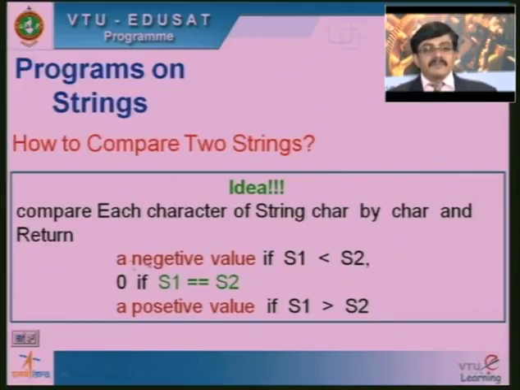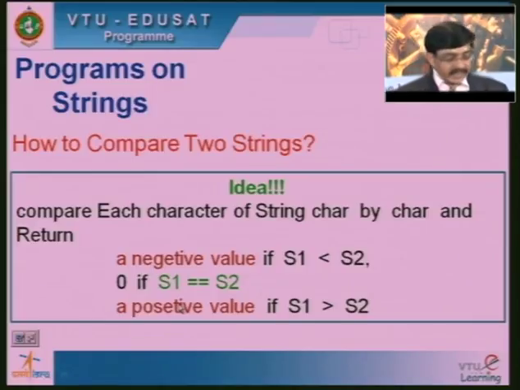Say for example, if I have two strings S1 and S2, if S1 is lesser than S2, then I return a negative value, and if S1 is equal to S2, then I return the value 0, and if S1 is greater than S2, then I return a positive value.